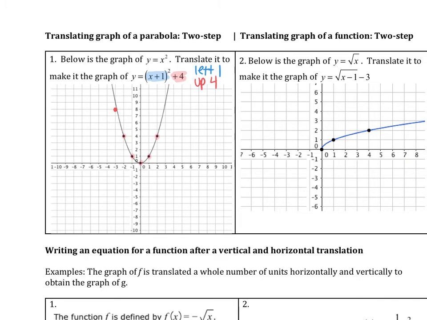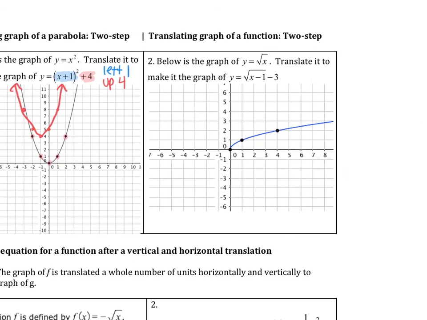Again, go to your next point and do the same. Left 1 and up 1, 2, 3, 4. Left 1 and up 1, 2, 3, 4. Left 1 and up 1, 2, 3, 4. So then your new parabola should look something like this, with the double translation, or the 2-step translation.